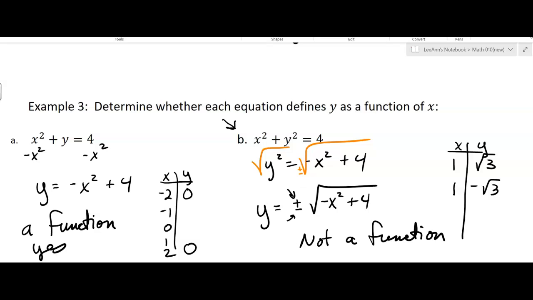Okay, that actually graphs to be a circle. It's still a relation. So a set of ordered pairs is a relation. Some relations are functions, but all functions are also relations. So, but not every relation is a function.